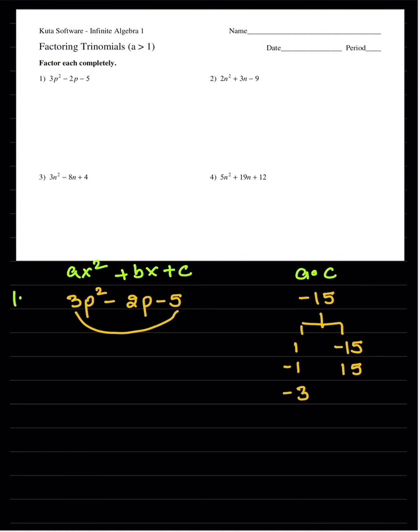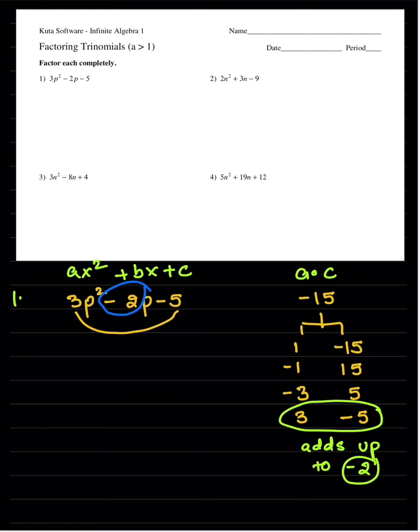Since the product is a negative number, we are looking at factors of opposite sign, because only factors of opposite sign can give you a negative product. Now those factors should add up to the middle term, which is negative 2 in this case. So remember, because the middle term is negative, the sign of the greater factor should be negative.